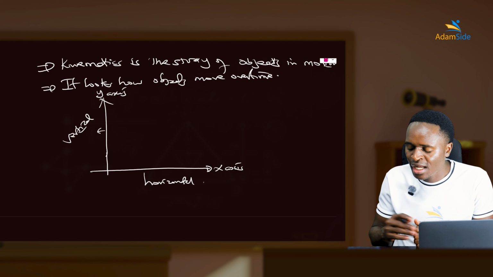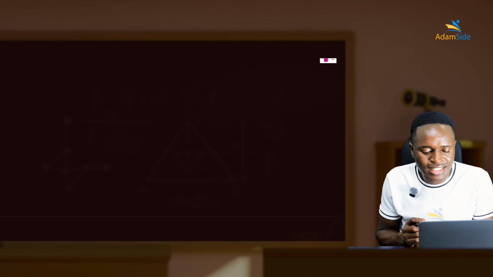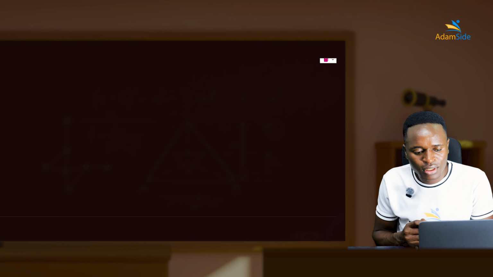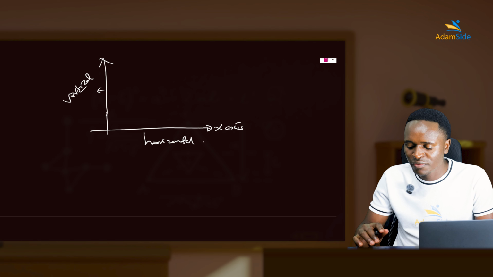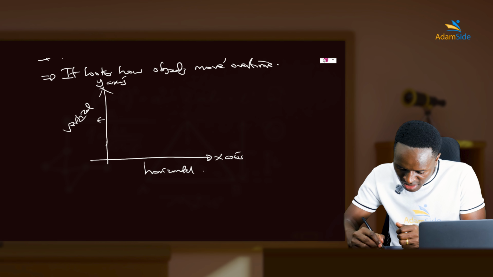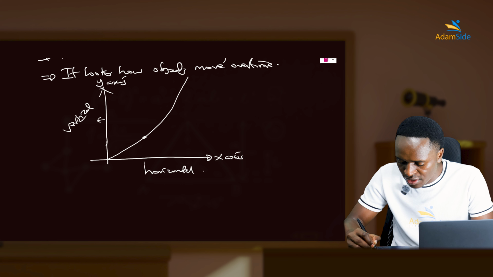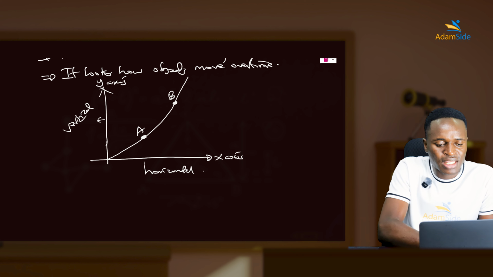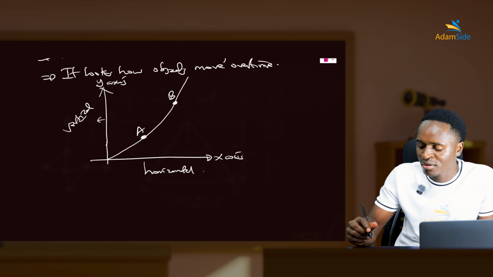So speed time graphs show the speed of an object at different times, with speed on the vertical axis and time on the horizontal axis. Then the gradient of the graph is acceleration. For example, if a car is moving and we have point A and point B, the gradient of the graph is acceleration.